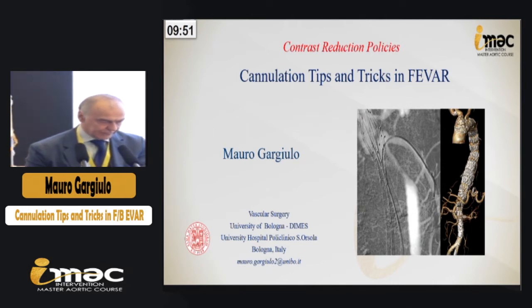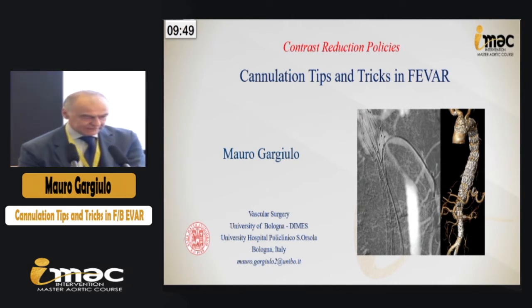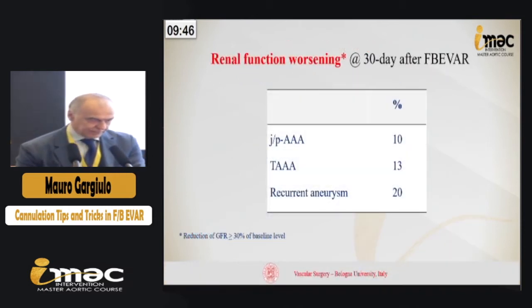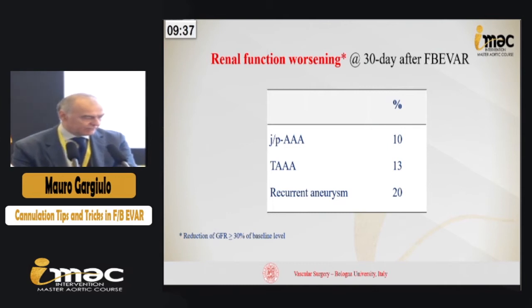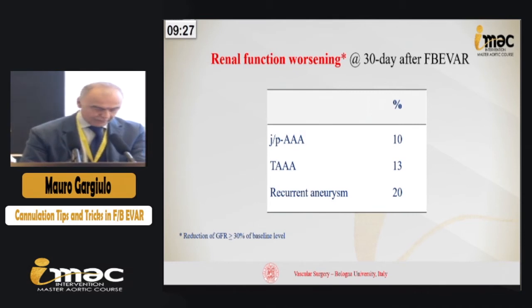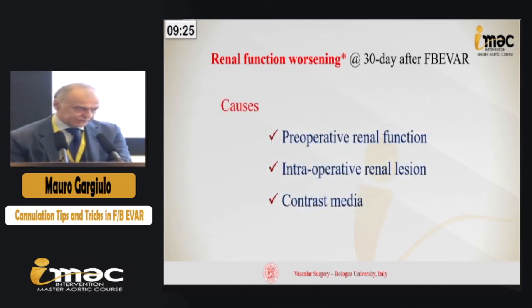I will speak in this session about contrast reduction policies, and whether it's possible to decrease the amount of contrast medium in the treatment of a fever. We know, according to the literature and our experience, that we have renal function worsening in the perioperative period after fever in about 10% to 20% of cases, according to the aortic disease. The causes of renal function worsening are preoperative renal dysfunction, intraoperative renal lesion, and contrast medium.